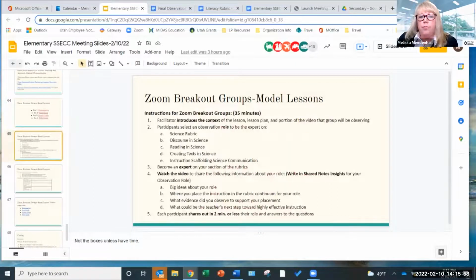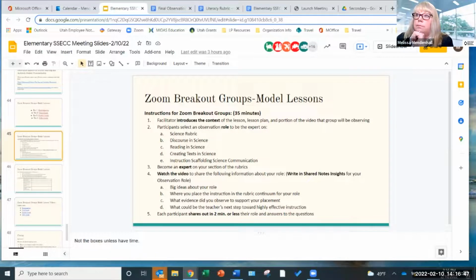So we'll go into our Zoom room, breakout groups. The facilitator will introduce the context. So this is the lesson. This is the context of the lesson. Here, then this is the portion that we are going to observe of this lesson sequence. You, as the participants in the room, will select a role. So you'll either choose the science rubric or one of the 4 lines in the literacy, the science communication rubric. And you're going to become an expert in that piece. So you need to really read across the science rubric. You have more to read, but it's also probably more familiar. So your job is to become an expert on that piece.